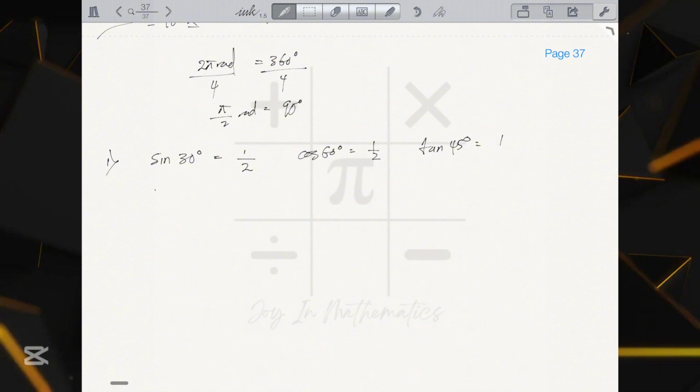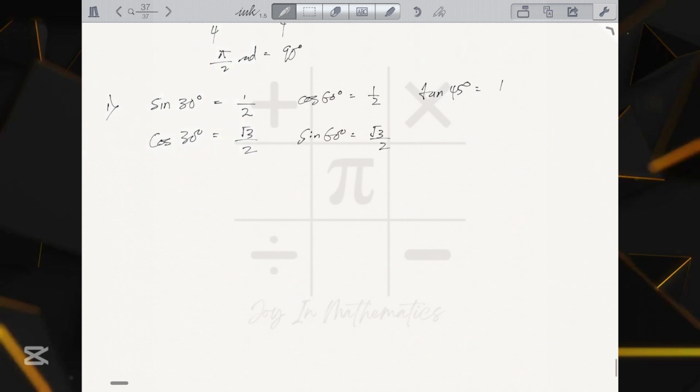Also, we understand from trig identities that cos 30 degrees is equal to root 3 over 2, or let's say sine 60 degrees is equal to root 3 over 2, and this is undefined. Now, given that, let's evaluate.